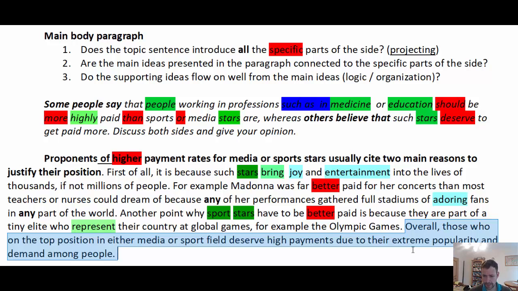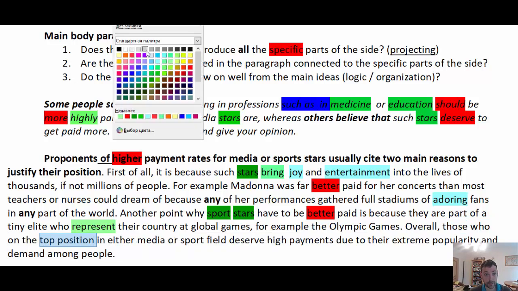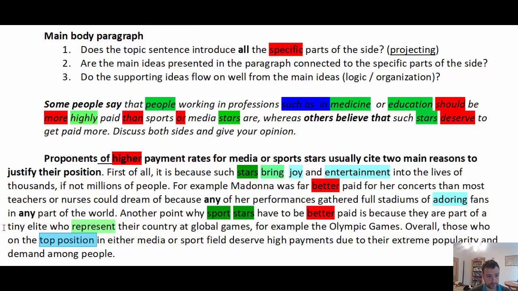And the answer here, those who are on the top position in either media or sport field, top position. Okay, so I had that idea of tiny elite that I put in there. It wasn't there before. So with what I put in there, tiny elite, top position, that's quite good. And either media or sport field deserve high payments. Again, higher payments due to their extreme popularity and demand among people.